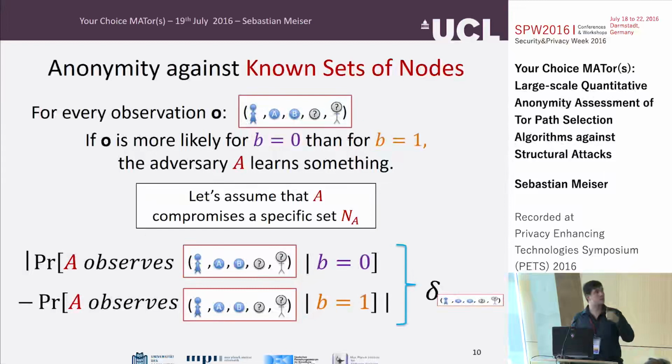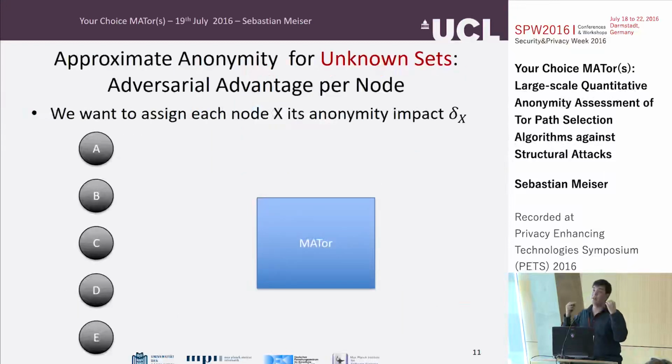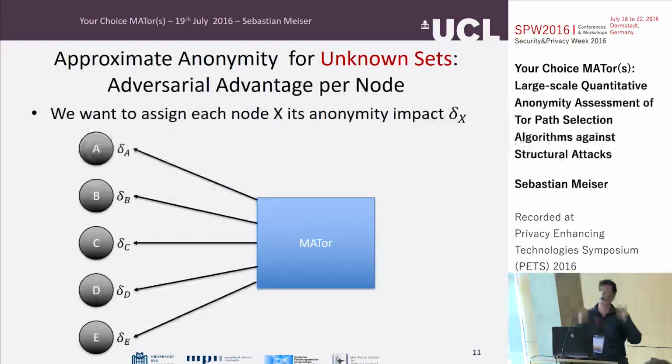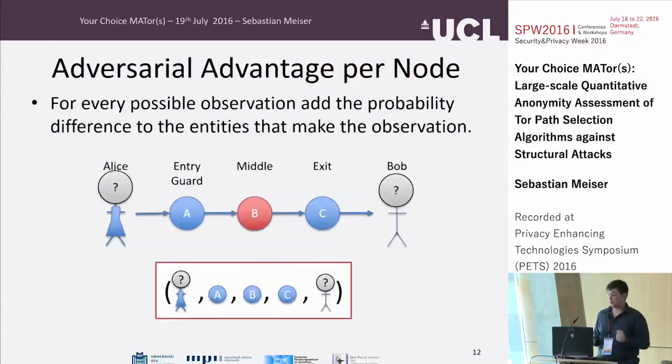Let's just say we find out the impact of each and every single Tor node, and we magically assign impacts to Tor nodes. If we have that, we can rank them, and we can find out which are the weakest points the adversary can attack to get the maximal advantage. Okay, how do we do that? Well, we go over every possible observation.